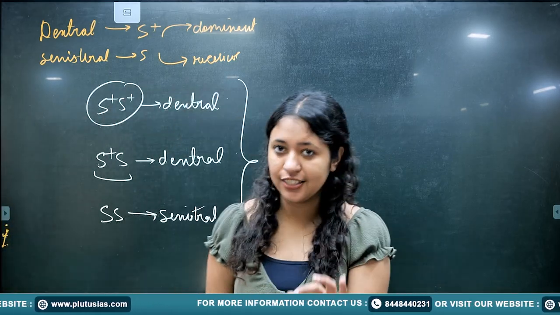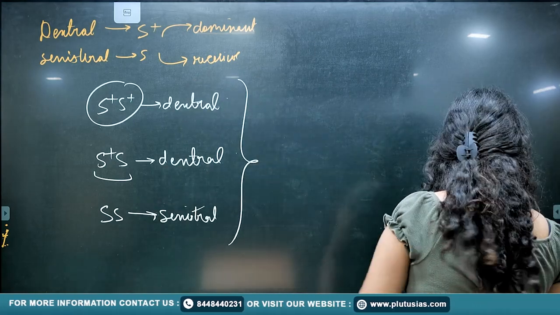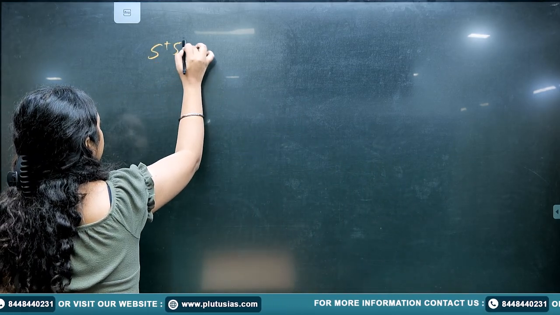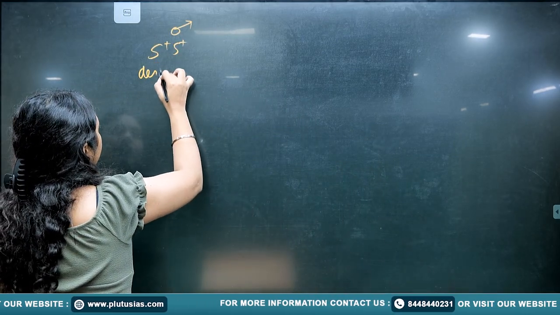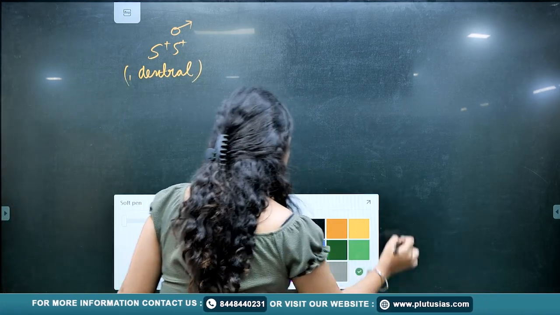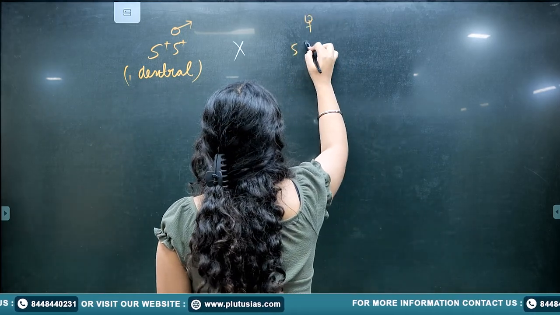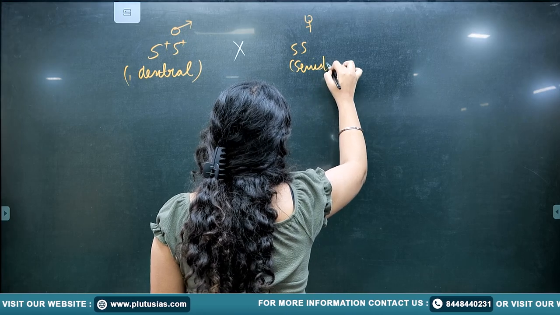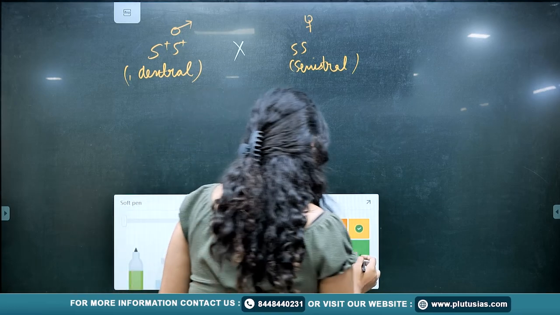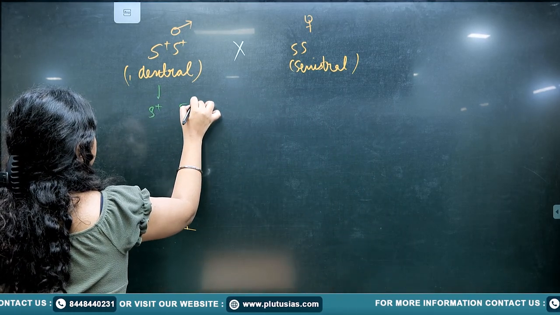Okay, so these will be the cases. To understand the intricacies, we are going to form a cross now. In this we have S plus male, that means we have a dextral male. This male is crossed with a female and that female is sinistral, that is, she is just s and s. When I fuse them together, what will I get? It will produce S plus and S plus gametes.